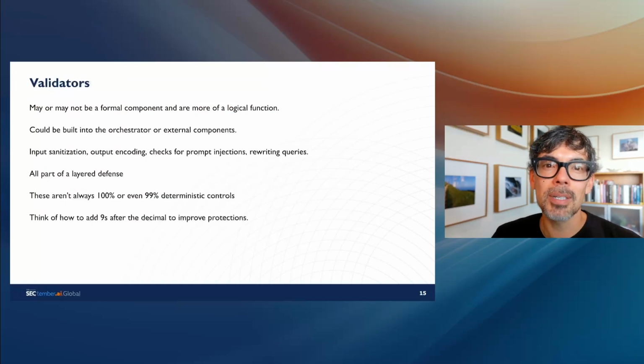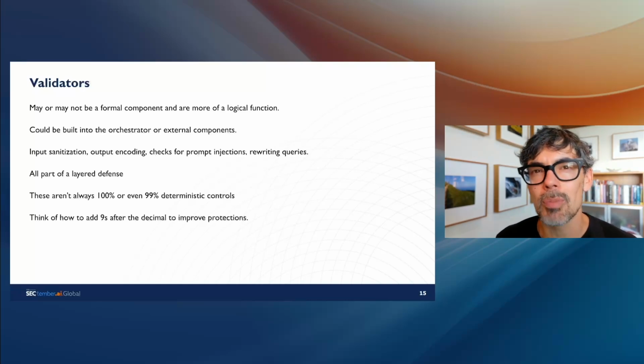All right, so we'll talk a bit about validators. And like I said, a validator may or may not be a formal component, but it's something that's in the system that is doing some of the checks you might want to have. Consider it part of a layered defense.